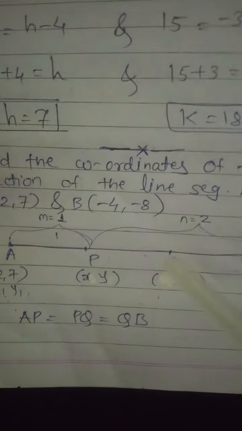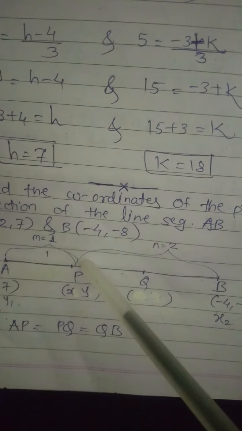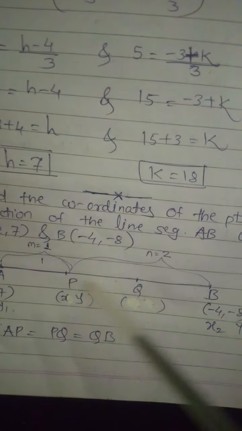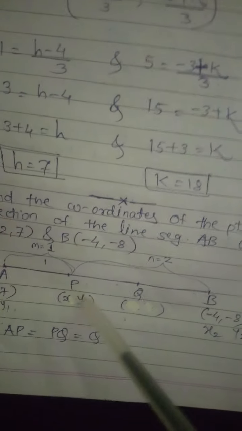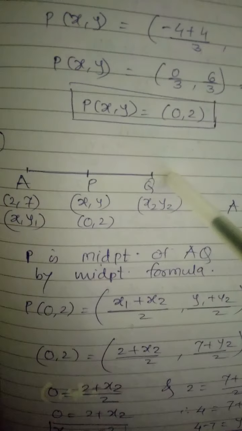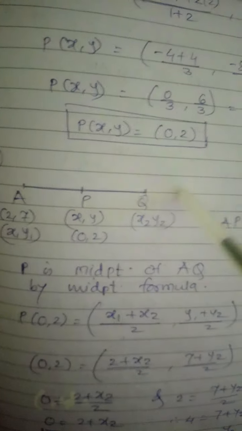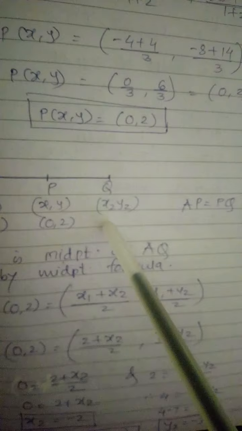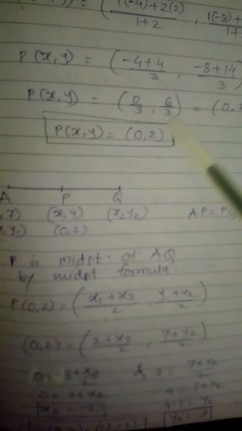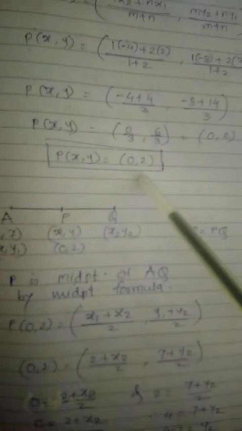Now we take some part of this figure, since we are going to find out the coordinates of Q. So we are taking only this part of the figure, that is A, P and Q. So we are drawing the segment AQ including this P. So here is the figure, that is AQ. A has coordinates (2, 7). We have to find out the coordinates of Q, so we consider it as x2, y2, and here we have the coordinates of P, that is (0, 2).